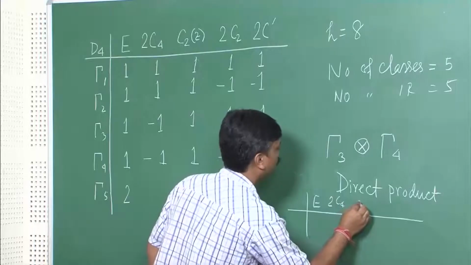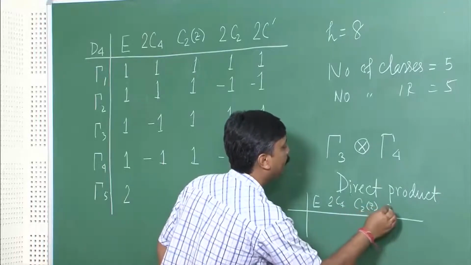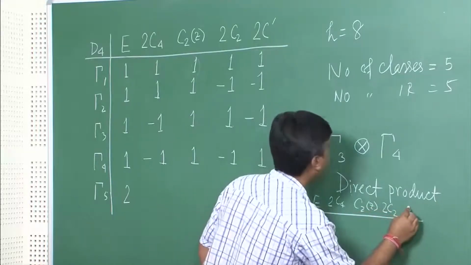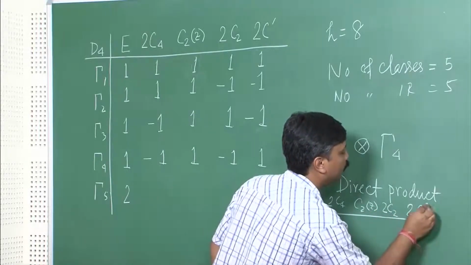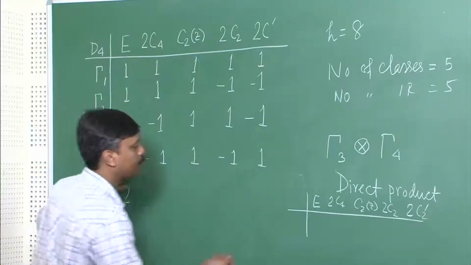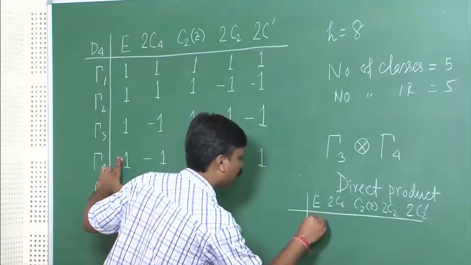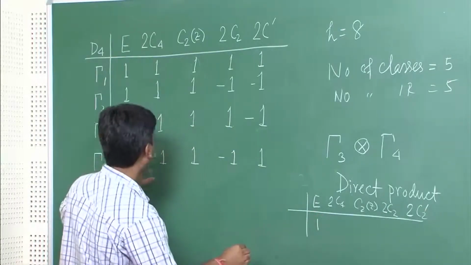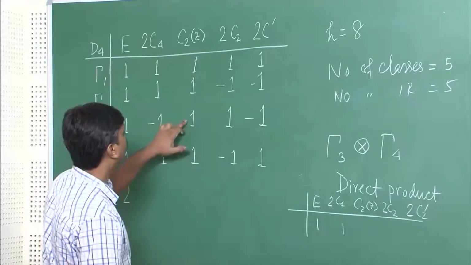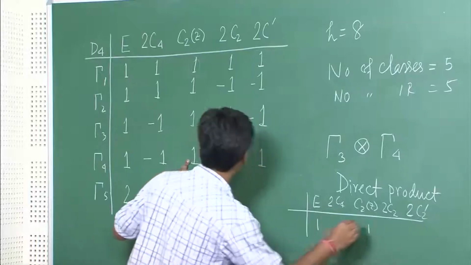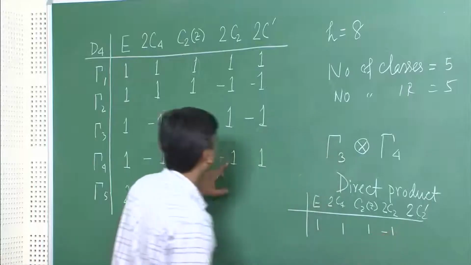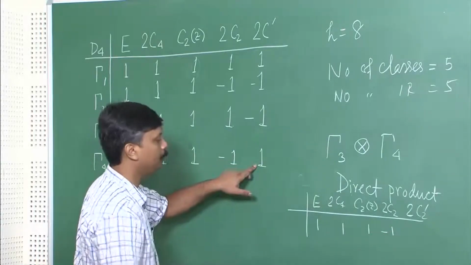So, we have 2C4, C2Z, C2X or C2Y, and then C2 primes. Okay. So, if we multiply 1 into 1, I have 1, -1 and -1, I have +1, then 1 and 1, it gives me +1, then 1 and -1, it gives me -1, and this one gives me -1.